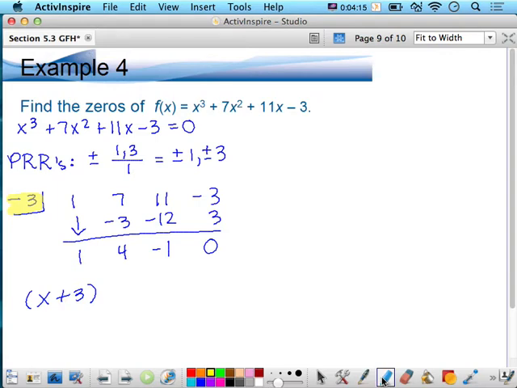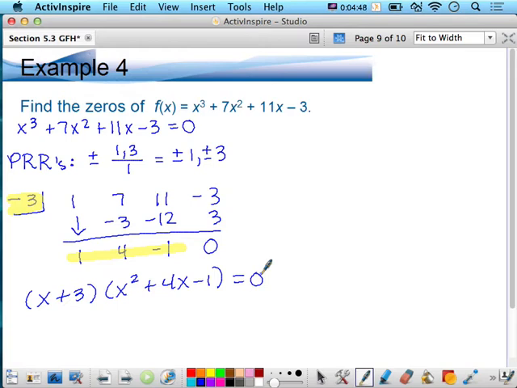Now this piece, my quotient, produces the quadratic 1x squared plus 4x minus 1. And I know that's a quadratic because I know that my original was x cubed, and once I perform synthetic division once on it, I come down to the second power. You drop a power each time you perform synthetic division. So, I know the first answer is negative 3. I knew that just from the table on my calculator and from my synthetic division. I want to know the other 2 possibilities.